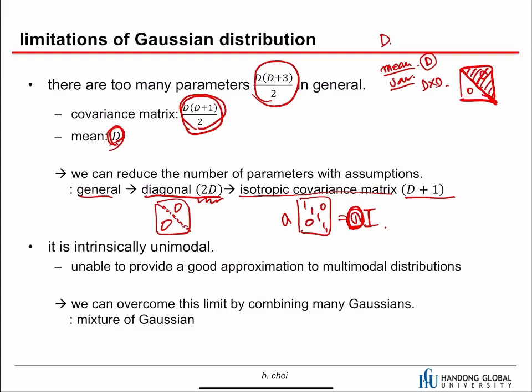Okay, and there is another limit in Gaussian distributions. It is intrinsically unimodal. Unimodal means we have one bump in the Gaussian distribution. So it cannot provide a good approximation to multimodal distributions. What if the distribution looks like this? Then a single Gaussian cannot model this kind of multimodal distribution.